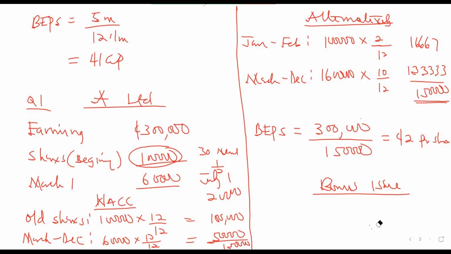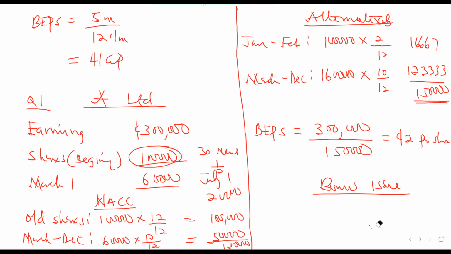Bonus issue is not time apportioned. That is the first one. Bonus issue on existing shares at the beginning of the year is not time apportioned. But a bonus issue at full market value during the year is time apportioned.